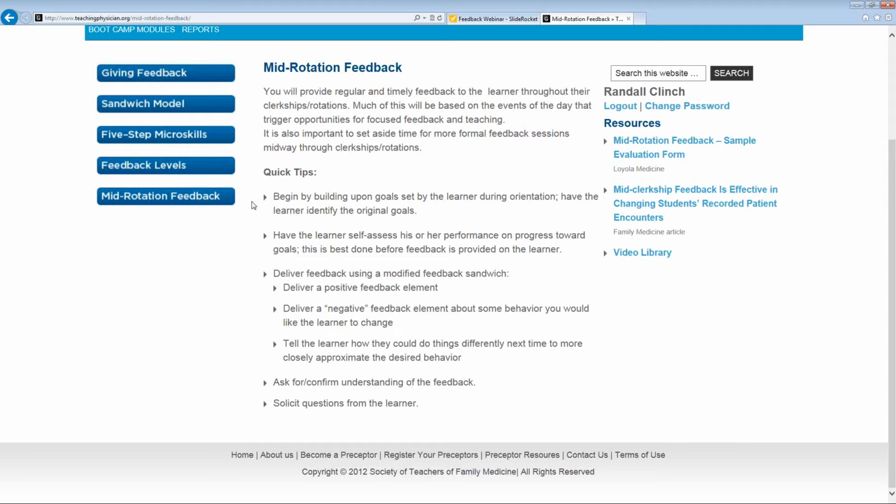so you see the quick tips. It's just like that rocket hitting the target. We've got to know what are the goals that we set at the beginning of the rotation or that the institution sets. What are the goals? How are the students approaching those goals? And kind of work with them to self-assess.